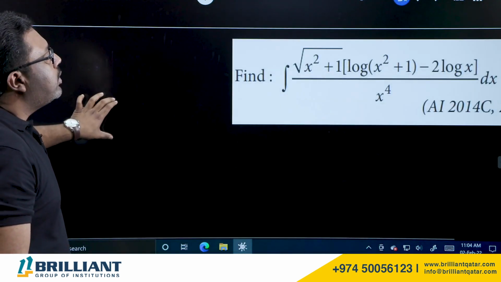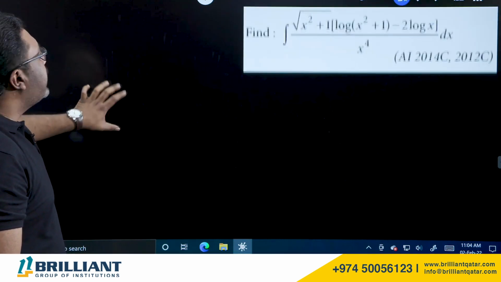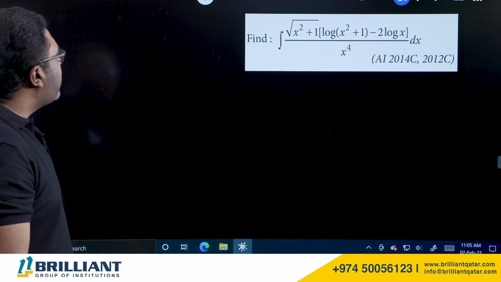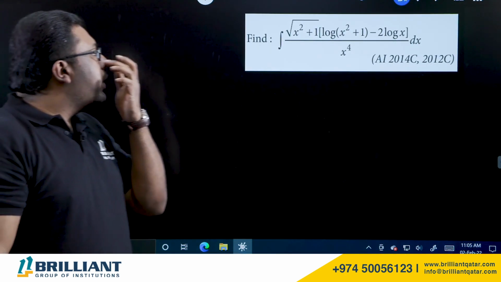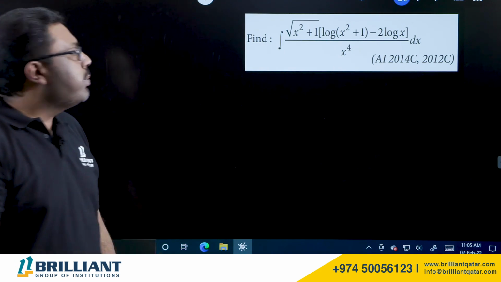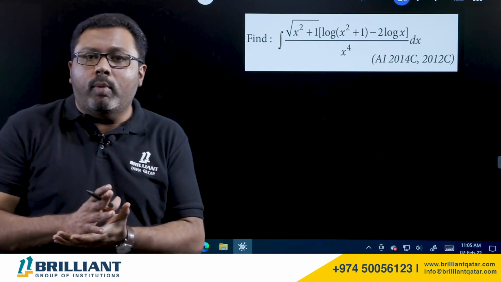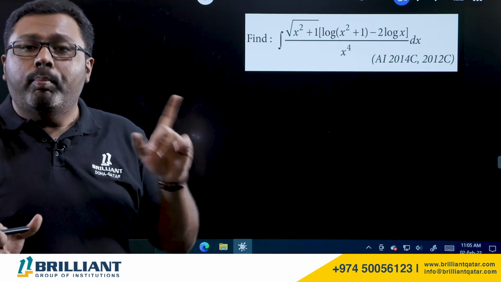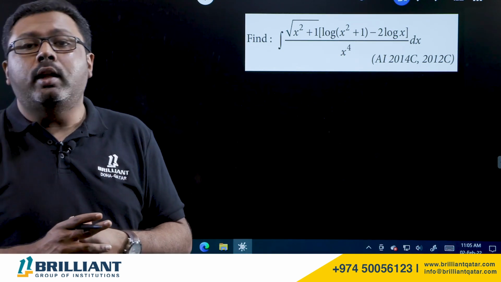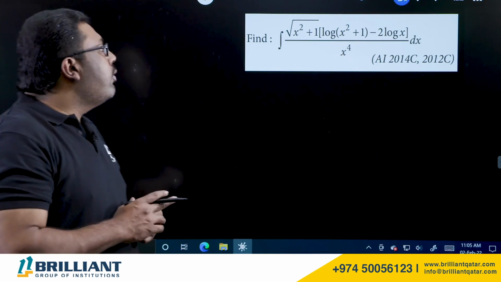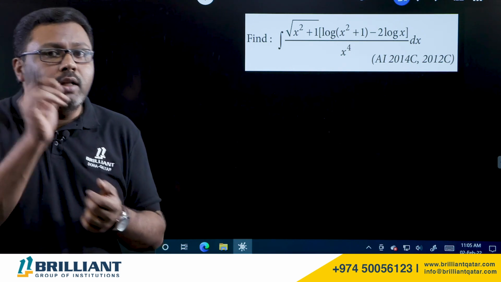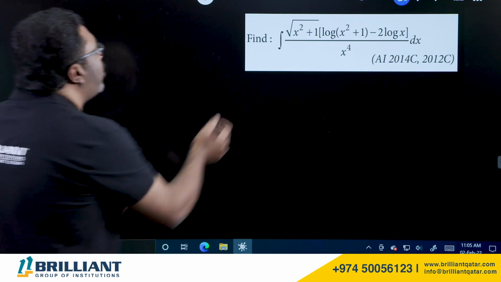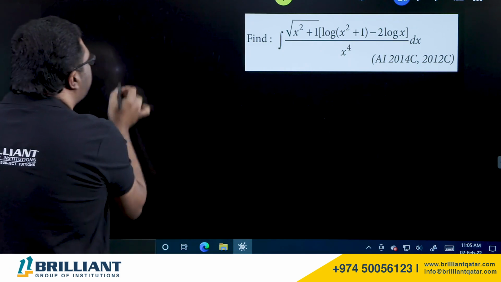Okay, just one more question in this category. Please look at this question, all of you. What is the question over here? Integral of root of x squared plus 1 times log of x squared plus 1 minus 2 log x, by x power 4. Again, it looks very complicated, not in the isolate form, but this is again isolate. And the importance of this is, it is a very, very creative substitution that I'm going to do here. So let's take the simplification first.